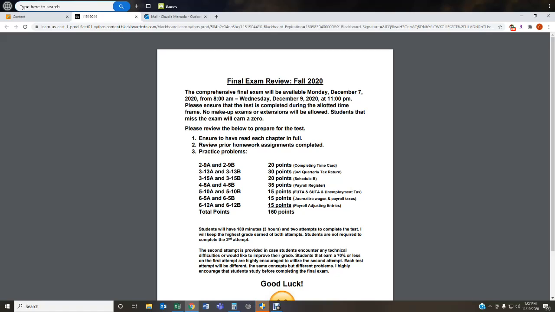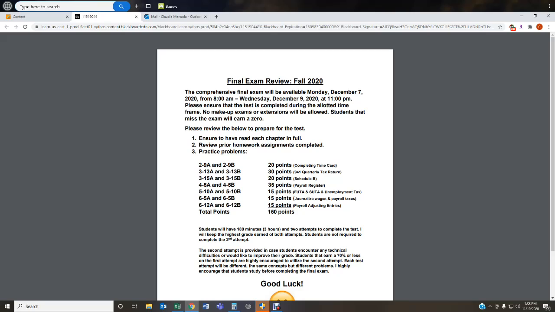Okay, so on your test, you're going to see a problem similar to 29A or 29B, and you can refer to these problems in the back of each of the chapters. You can highlight or you can see this information. This problem deals with completing a time card, and that is worth 20 points. Something similar to problem 313A or B, that deals with preparing a 941 quarterly tax return. That is worth 30 points. Problem 315A, 315B, that is worth 20 points, and you have to prepare a Schedule B.